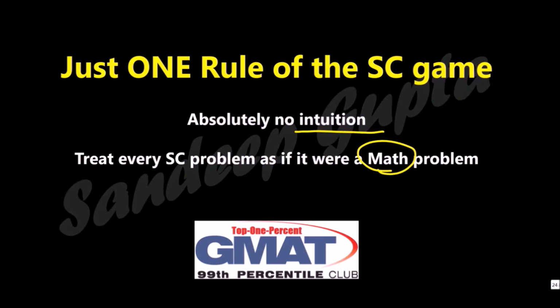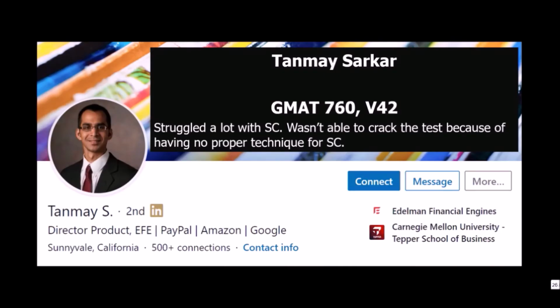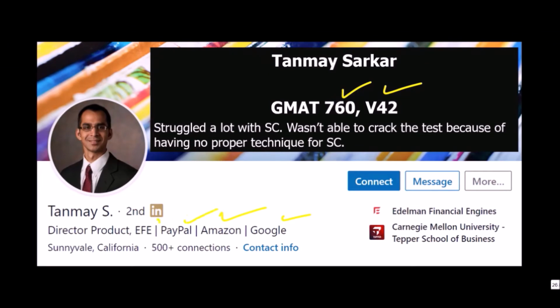And trust me, dear friend, you are not alone. There are many people who struggle with sentence correction. I'm introducing you to one such student, Tanmay, who initially, when he came to me, struggled so much with sentence correction that he could never ever get a decent score on the GMAT, forget a 760. In fact, in many of his previous attempts, his highest score in verbal had been just 21, and eventually, with my guidance, he scored 42 on verbal and 760 as a result. And then he has worked with some of the dream companies after his MBA from Tepper. So let's hear from him how he really benefited from my technique, Prime, that converts sentence correction to almost like a math problem. Let's hear from him.